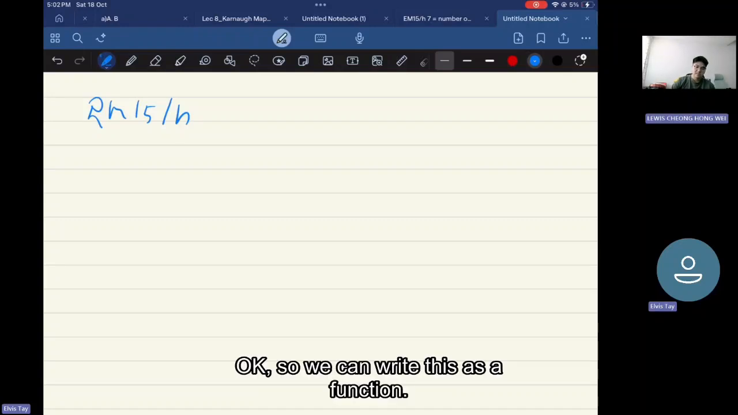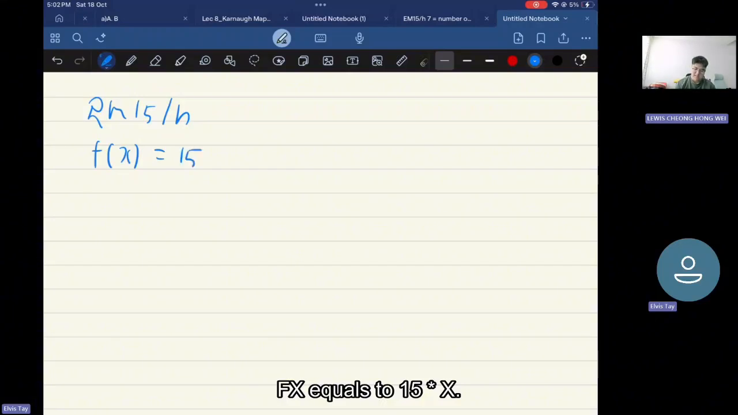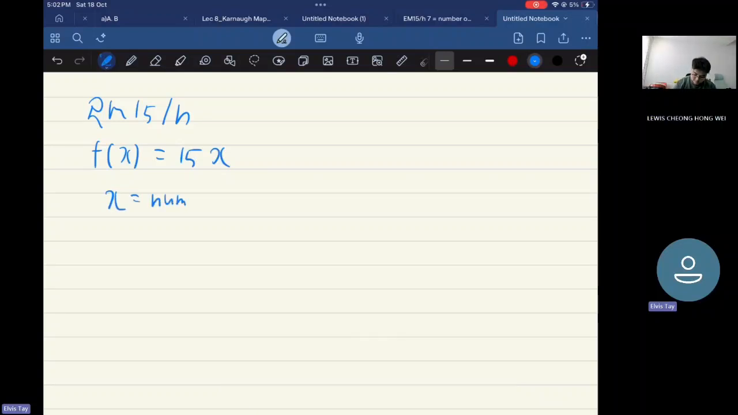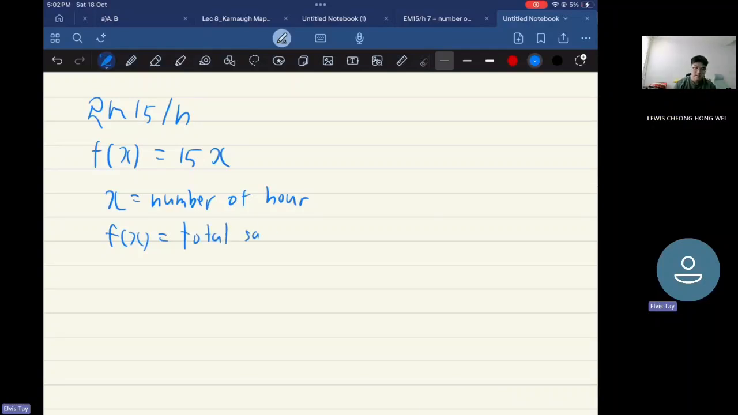So we can write this as a function f(x) equals 15 times x. Here, x represents the number of hours and f(x) represents the total salary.